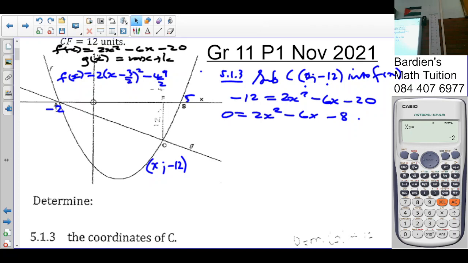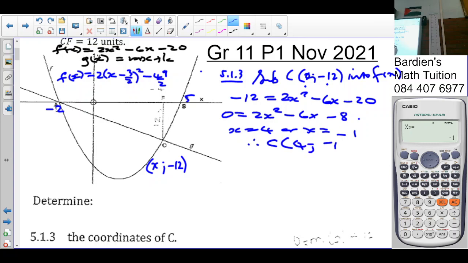Again, either divide by 2 or use the quadratic formula. Okay? So it's going to be 2, negative 6, and negative 8. They give you 4. So x equal to 4, and the y value is negative 12. Which one is it? Definitely it's going to give you an answer of 4. So therefore C is going to be 4 and negative 12.